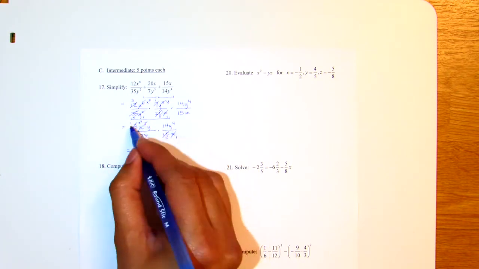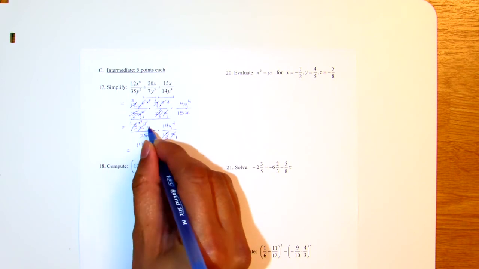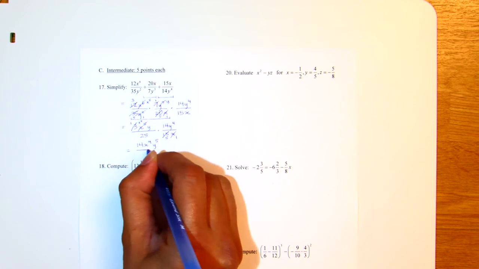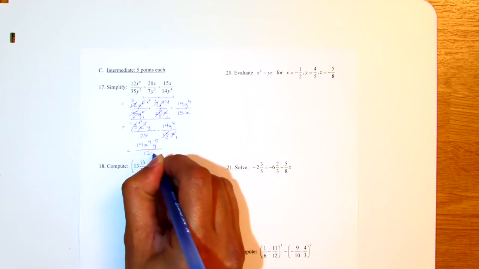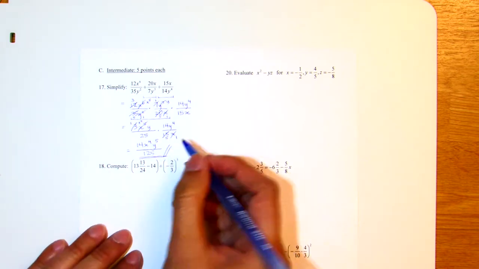This will then be 14x to the 4th, y times y to the 4th will give me y to the 5th over 125. Okay, now number 18.